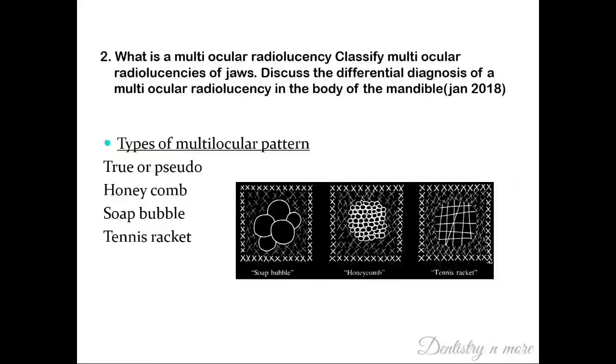Next, a most favorite question to be asked is multilocular radiolucencies. Multilocular radiolucency is nothing other than locules seen within the lesion. The question can be to classify the multilocular radiolucencies of the jaws and discuss the differential diagnosis of multilocular radiolucencies in the body of the mandible. There are three types: the soap bubble appearance, the honeycomb pattern and the tennis racket pattern. You can refer to the textbook by Wood and Goaz, Differential Diagnosis of Oral Lesions. In that book, they have already mentioned what the multilocular radiolucencies are and how they appear: soap bubble, honeycomb, and tennis racket, wherein you see the bony septa within the lesion which form these locules. In the tennis racket, the septa are at 90 degrees, or right angles, to each other.